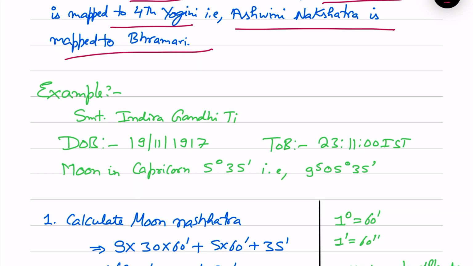So let's take an example of Srimati Indira Gandhi ji and we'll calculate the dasha. Date of birth as per records is 19/11/1917 at 23:11 IST. The Moon was at 5 degrees 35 arc minutes in Capricorn. So this is 9 signs past, plus 5 degrees 35 minutes.